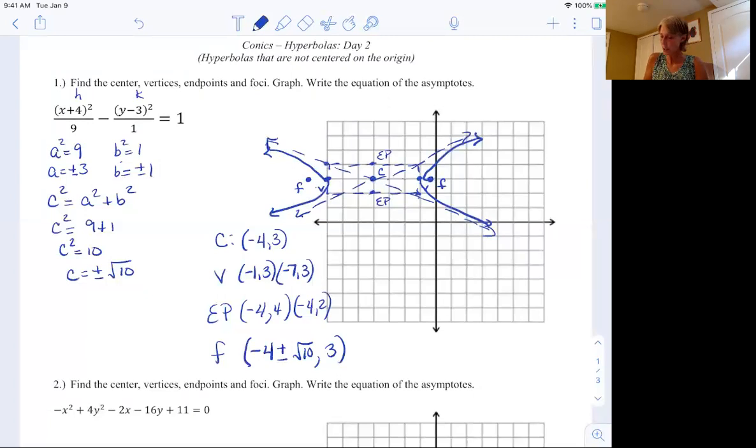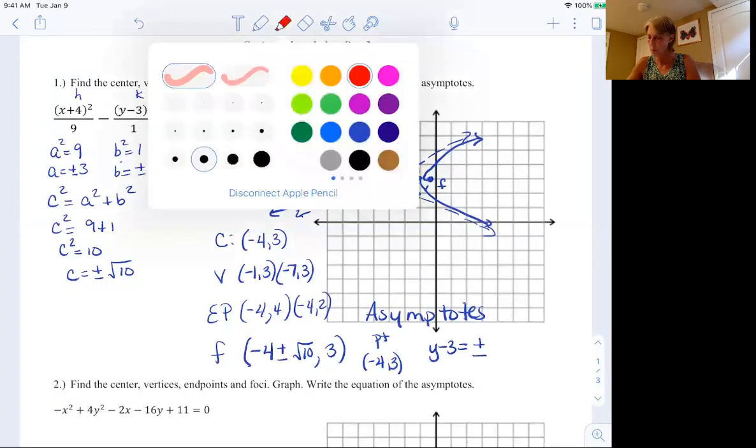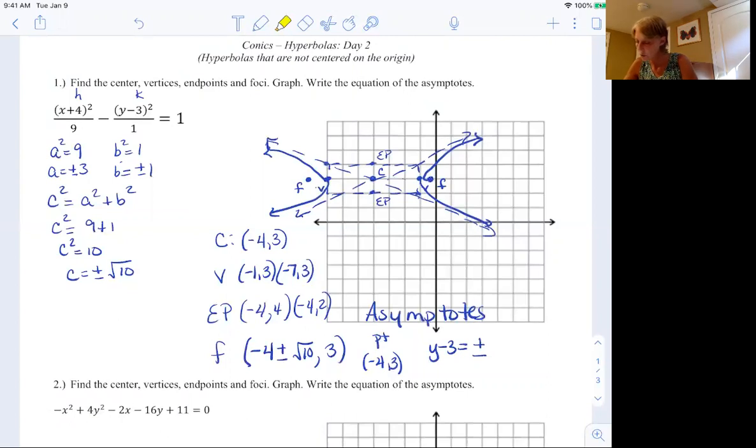Lastly, we're going to write the equation of the asymptotes. We could squish it over here. Remember, the point you're using is the center, which in this case is -4, 3. And we're just going to pop it into our point slope form. So y minus 3 equals plus or minus rise over run. If you want to go in your picture and count boxes, rise up 1 unit over 1, 2, 3.